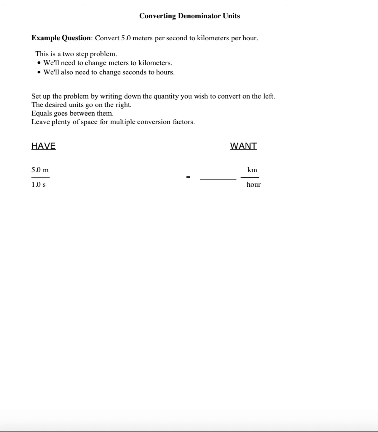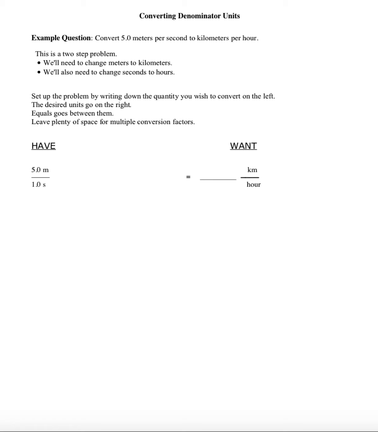All right, in this problem, we're being asked to convert 5 meters per second to kilometers per hour. This one's a little bit more challenging than some of the ones that I had done in previous videos. The reason being that we're asked to convert not just the numerator units, but denominator units now as well. So there's two unit conversions to think about simultaneously.